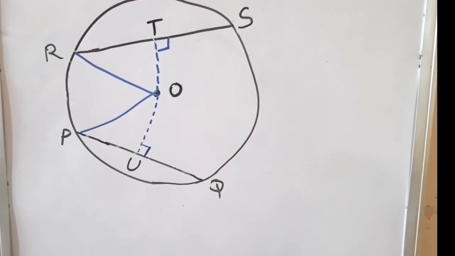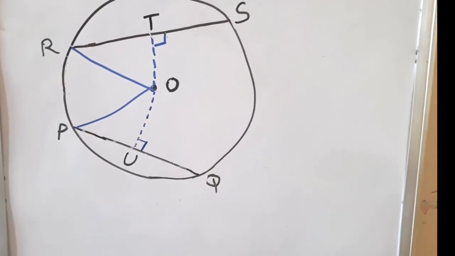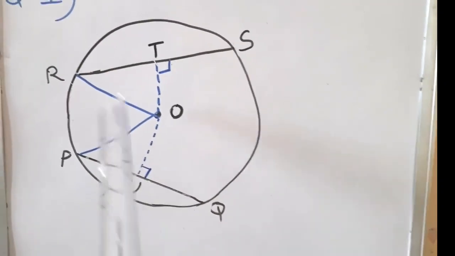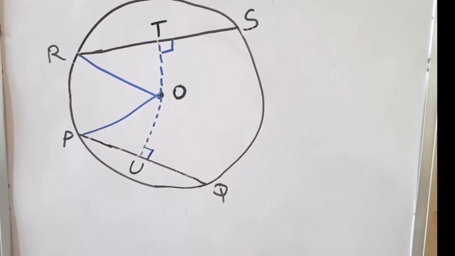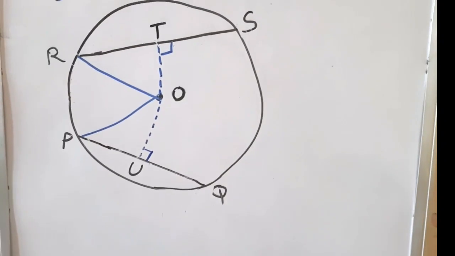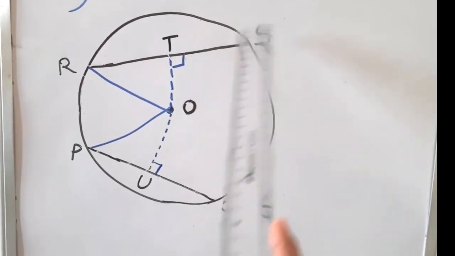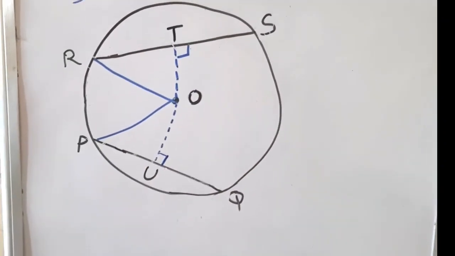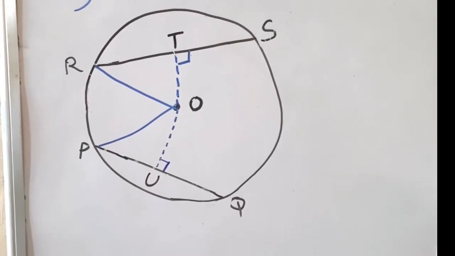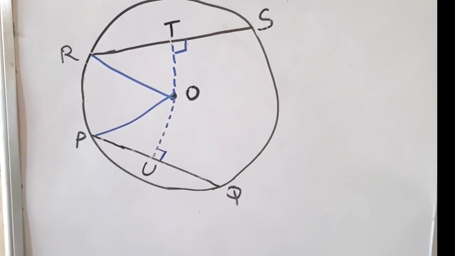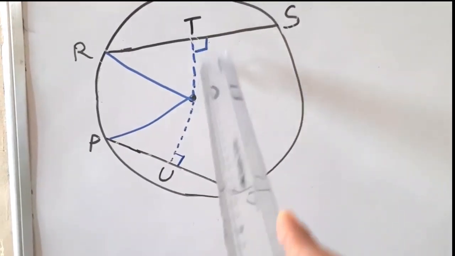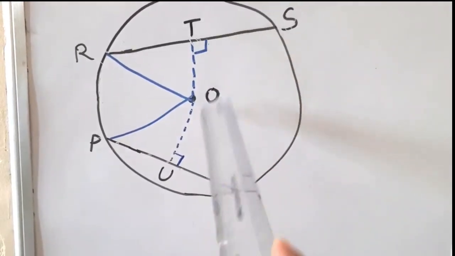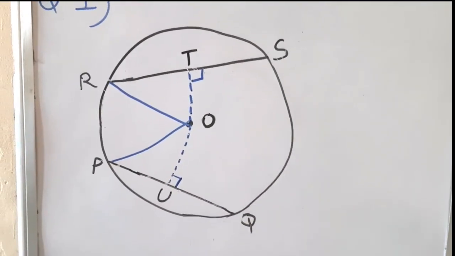There are two chords of length 16 centimeter each. RS is equal to 16 centimeter, PQ is equal to 16 centimeter, which means chords RS and PQ are congruent to each other. What will be the distance of these chords from the center of the circle? Distance from the center of the circle to the chords. This distance OT and OU we have to find.